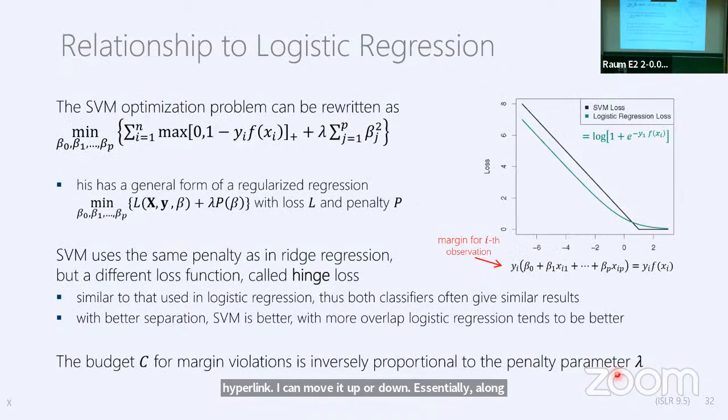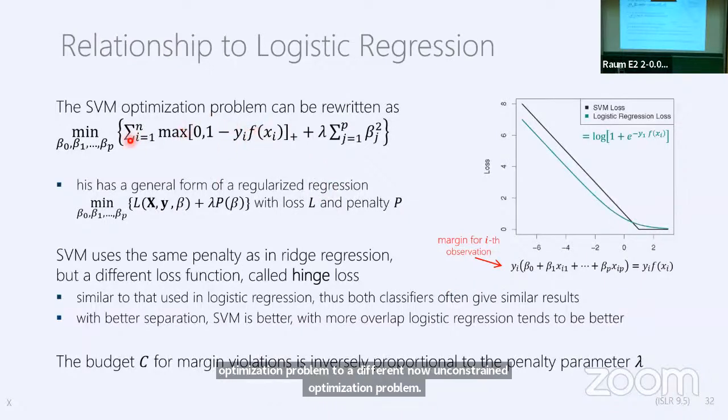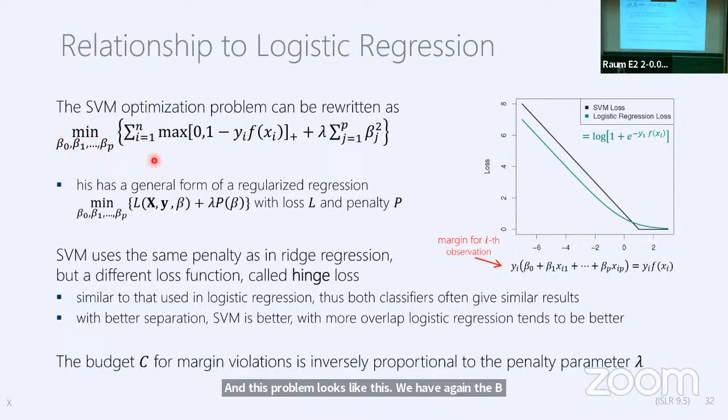What is also interesting is that the SVM can be rewritten in yet another form. So it's very flexible. This is the third form that we're seeing. And we can go from this constrained optimization problem to a different, now unconstrained optimization problem. And this problem looks like this. We have, again, the B coefficients, the B0 to BP coefficients. We have a penalty term, which penalizes the squares of Bj.